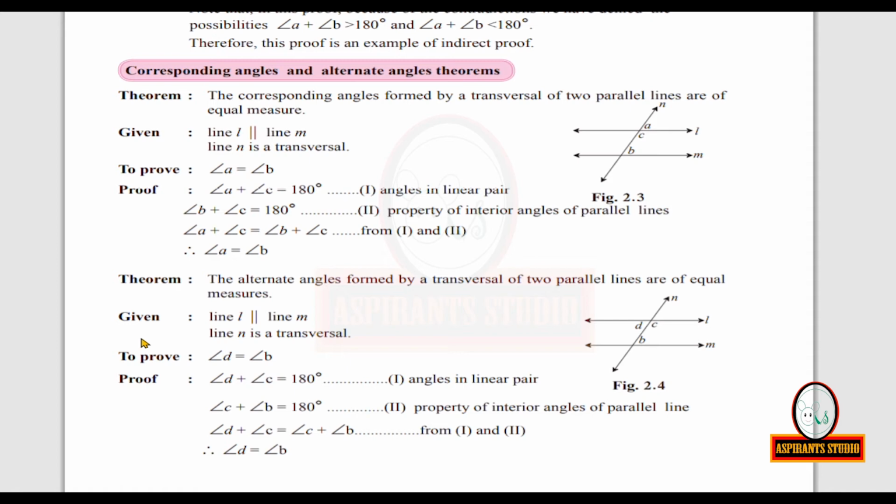You have to learn the proof of these theorems. It is very important to learn the proof of these theorems. Only the statement will be given. You have to write given, to prove, and the proof. Finally, you have to write the statement. Hence, we prove that the corresponding angles formed by a transversal of two parallel lines are of equal measure. Here it is not given, but for every proof you have to write the statement at last. Hence, the alternate angles formed by a transversal of two parallel lines are of equal measures. Like that you have to write finally.